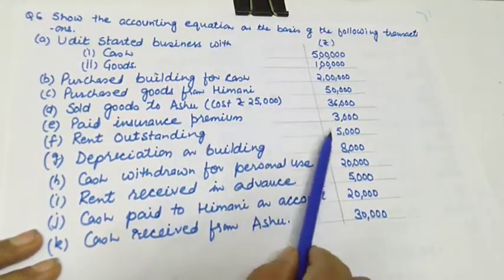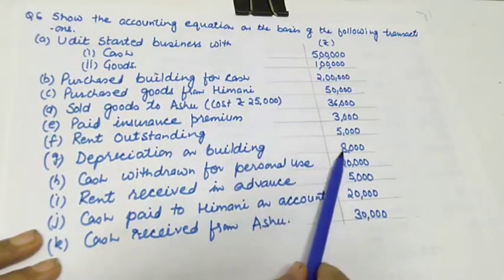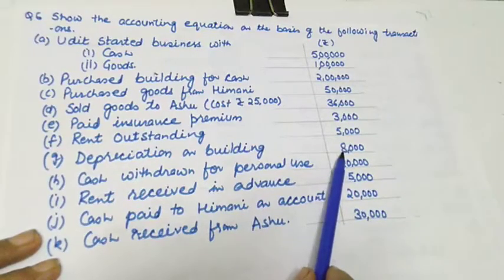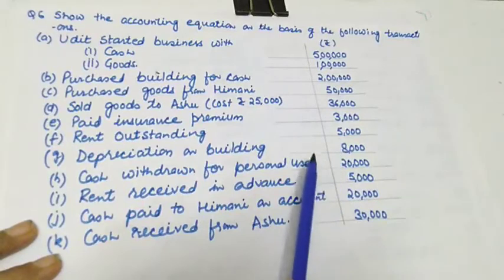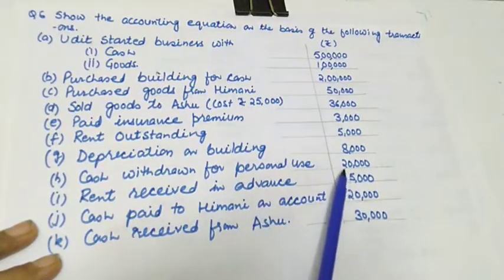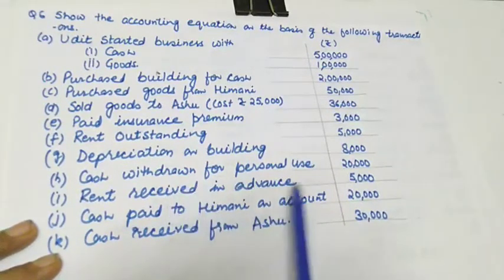Rent outstanding 5,000, depreciation on building. You know how to deal with depreciation. It will be deducted from the building as well as from the capital. Cash withdrawn for personal use. These are drawings.